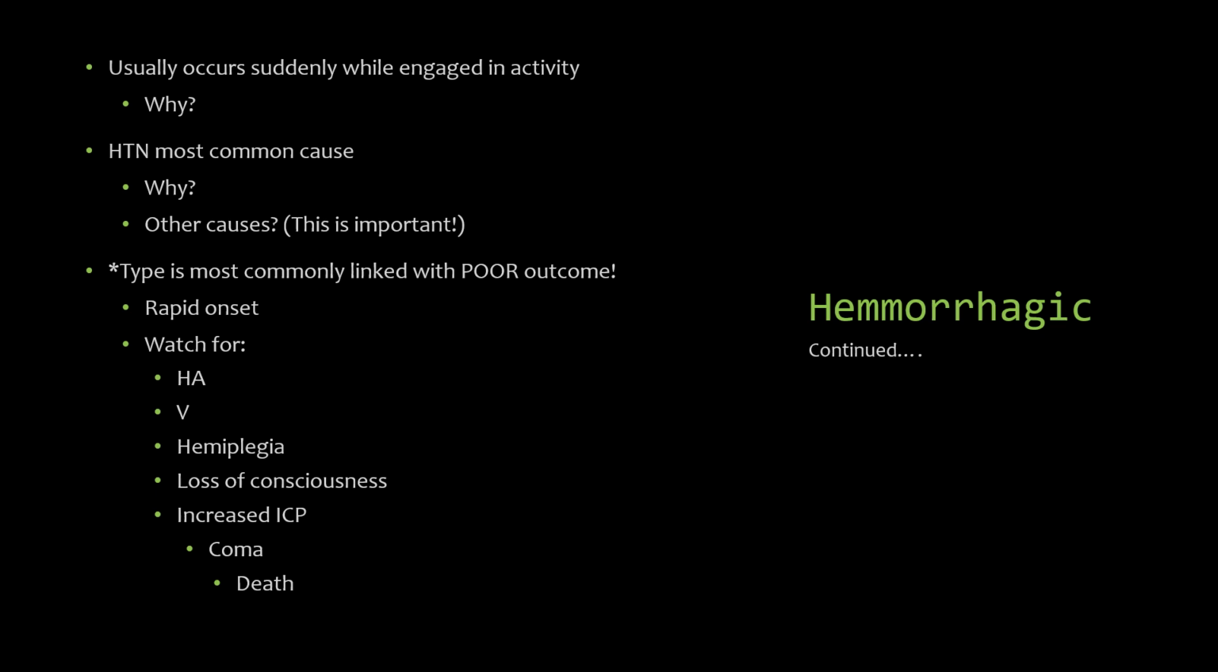This does have the poorest outcome, this type of brain attack. It is a rapid onset. As nurses, we need to know that this also is dependent on the location of the hemorrhage, and we need to watch for a client that has a severe or sudden onset of headache, vomiting, hemiplegia, loss of consciousness, increased intracranial pressure. This can lead to coma and subsequently death.